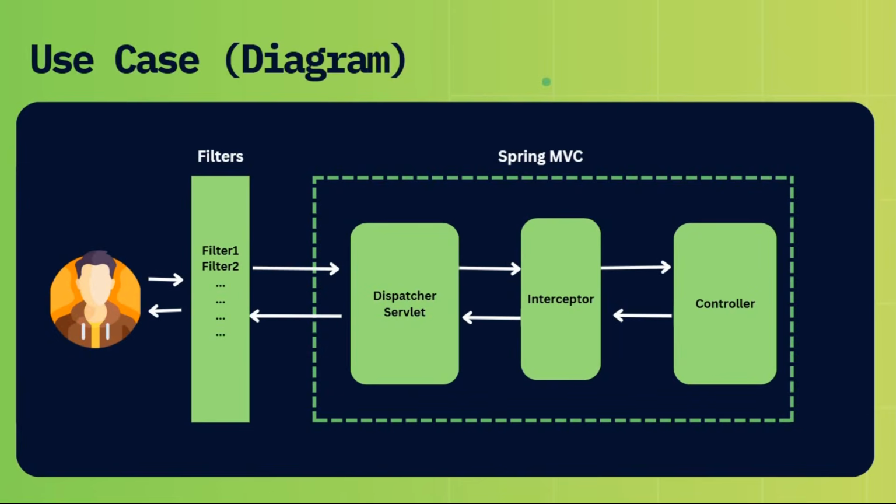Controller talks to service, service talks to repository, and data is fetched from the database. Now on the way back, the response travels in reverse, from repository to service, service to controller, controller to interceptor for post-processing, then back to the dispatcher servlet, and finally through the filter before reaching the client. So now both the filter and interceptor have a role in processing both the request and the response.